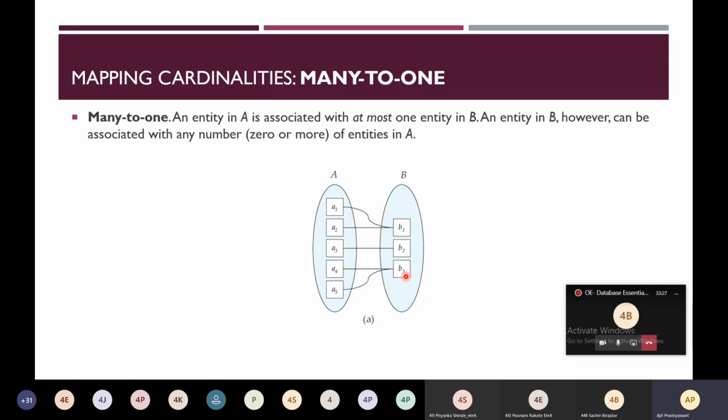The entities present in A are associated with B at most one, whereas an entity in B is associated with 0 or more entities present in A. That's why it is called many to one mapping cardinality.